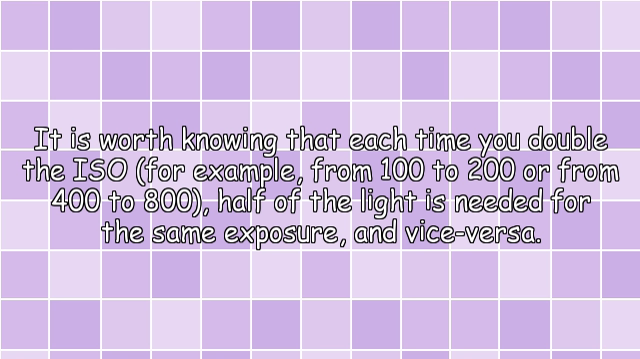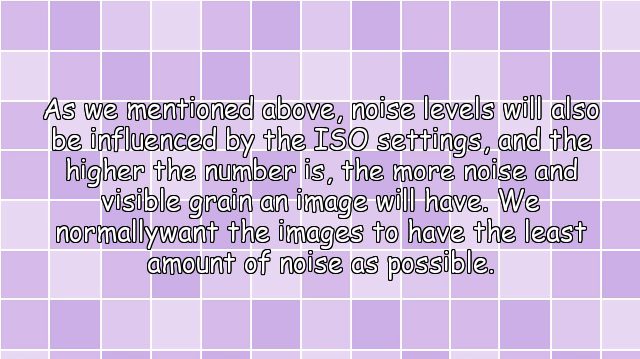It is worth knowing that each time you double the ISO, for example, from 100 to 200 or from 400 to 800, half of the light is needed for the same exposure, and vice versa. As we mentioned above, noise levels will also be influenced by the ISO settings, and the higher the number is, the more noise and visible grain an image will have. We normally want the images to have the least amount of noise as possible.